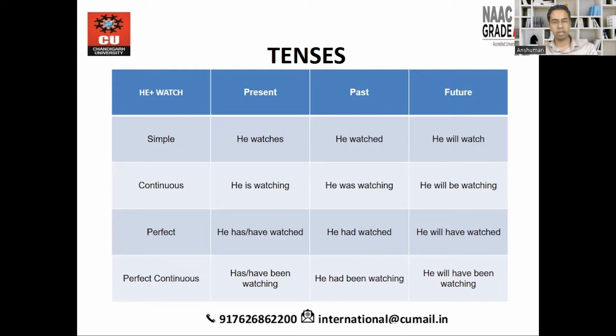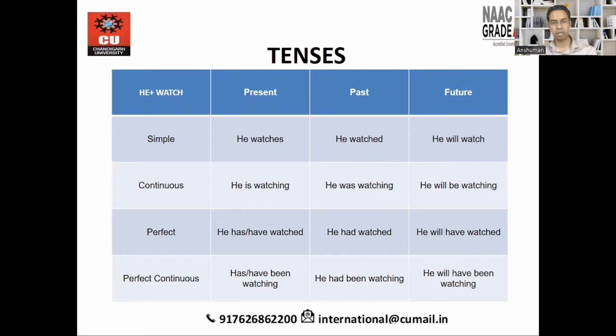So what is simple present? Simple present means an action which happens at present. He watches a match. Simply, the same action if it has happened in the past, he watched a match. If the same action is happening in future, right? So he will watch a match. So that means a change in the verb.